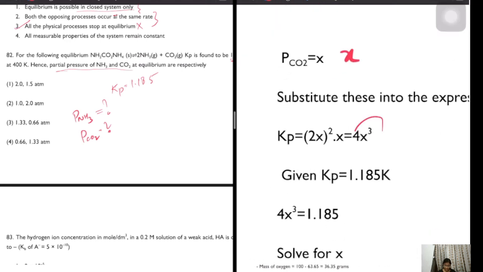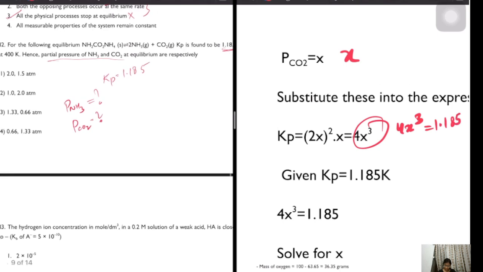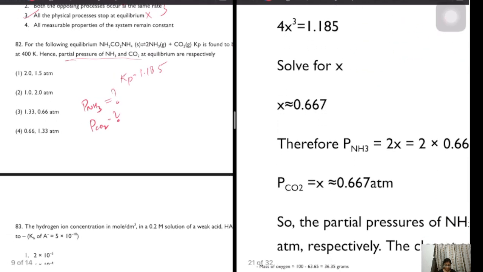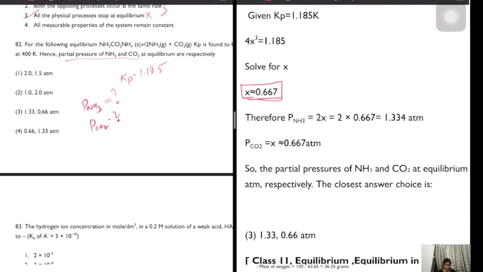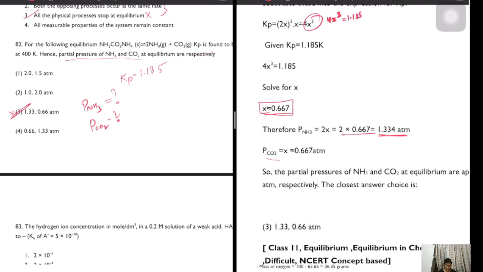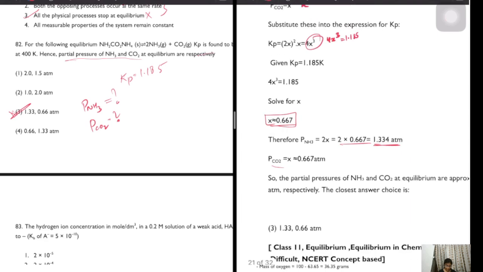What do we get? We get this, which will be equal to 4x cube, which equals what is given to us, 1.185. So we'll find the value of x, that is 0.667. For NH3 the partial pressure was 2x, so we multiply and get 1.3348, and for CO2 it was x. So the answer would be this, respectively. First is NH3, then we have CO2.